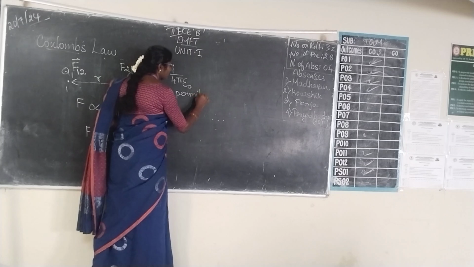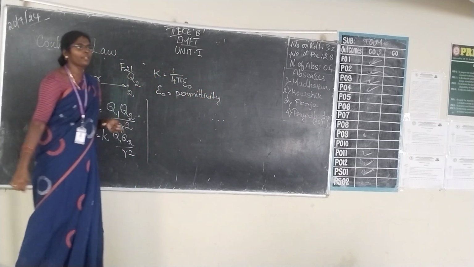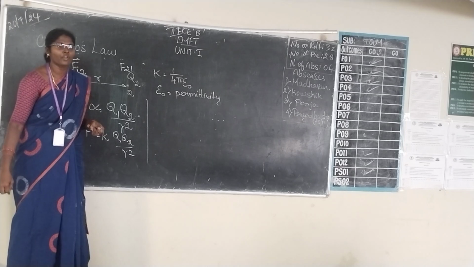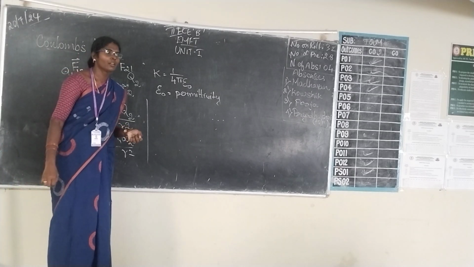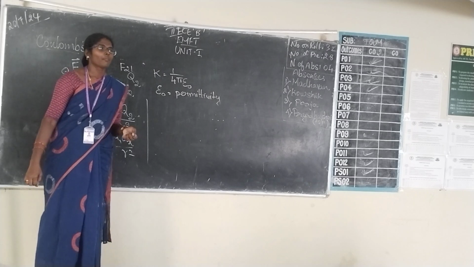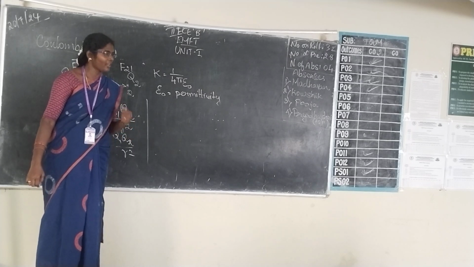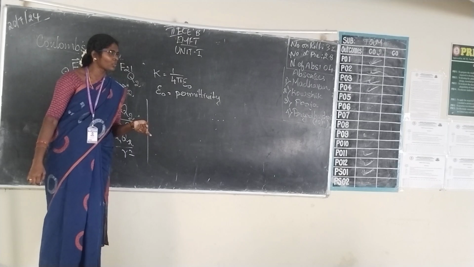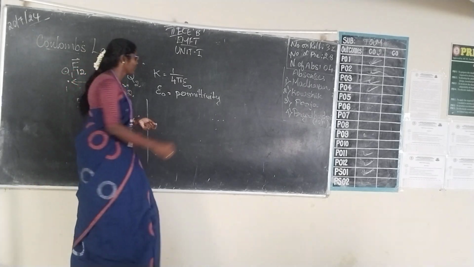Permittivity. Epsilon naught is permittivity. And what is the constant value for it? 8.854 into 10 to the power minus 12. Did you remember that? Correct.